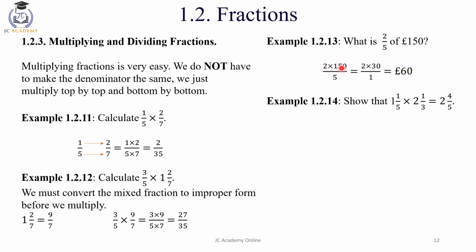Okay, there's nothing wrong with doing it the other way. It is a bit long. 2 times 150 is 300. 300 divided by 5 is also 60. But especially for non-calculator, when you don't have a calculator handy, just try to simplify the problem as much as you can along the way.